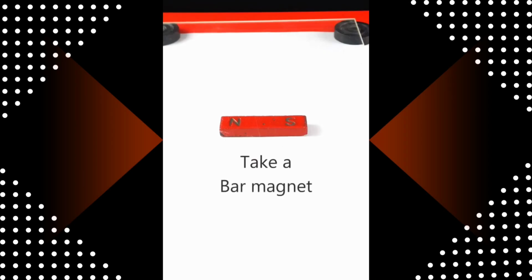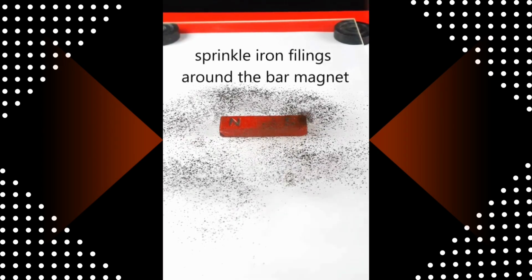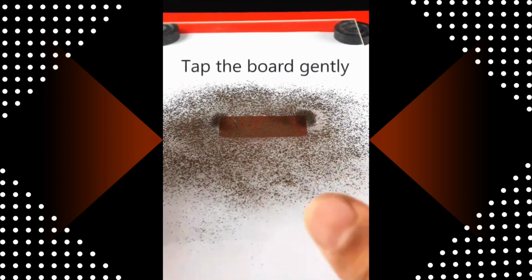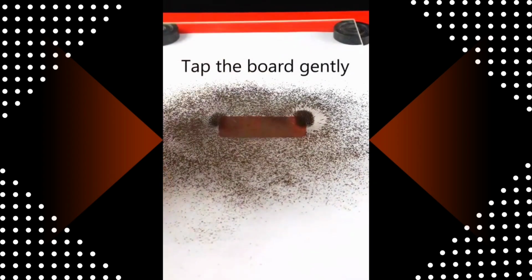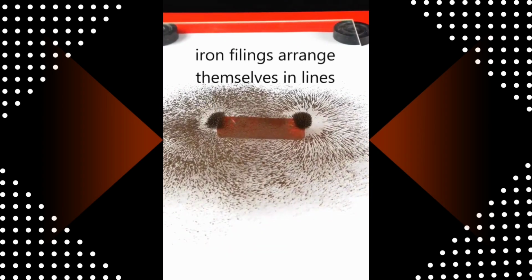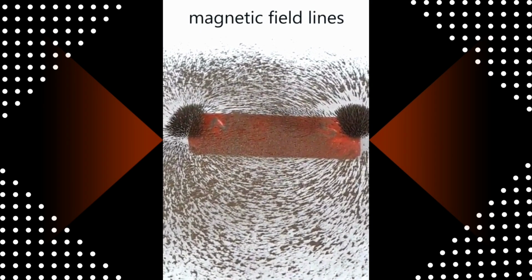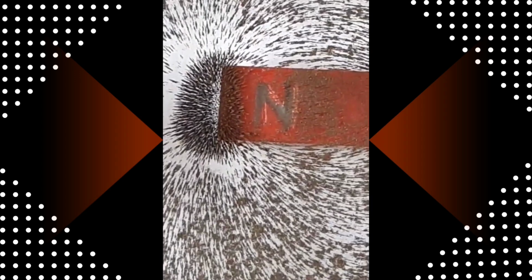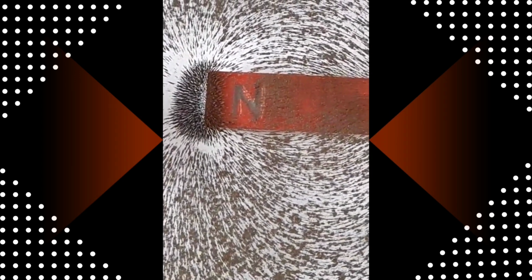Here is a small activity. Take a bar magnet. Sprinkle some iron filings around the bar magnet. After completing this step, press or tap the board gently. When you do this, you observe that the iron filings arrange themselves in lines. These lines are known as magnetic field lines. Magnetic field lines are continuous closed curves traveling from the north pole to the south pole outside the magnet.